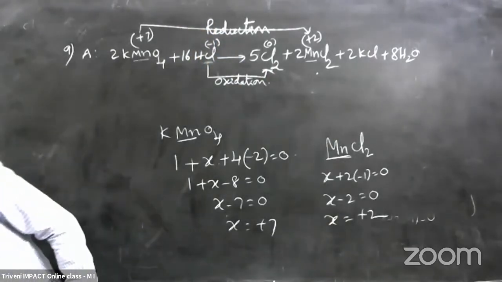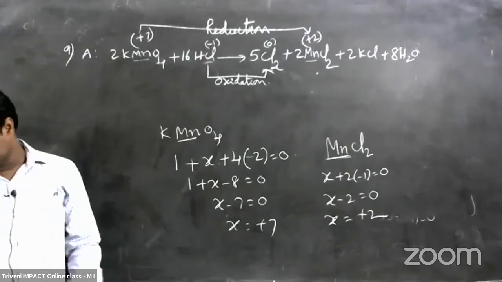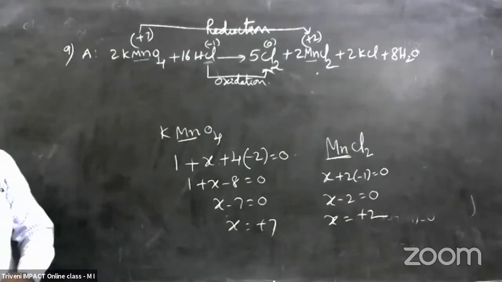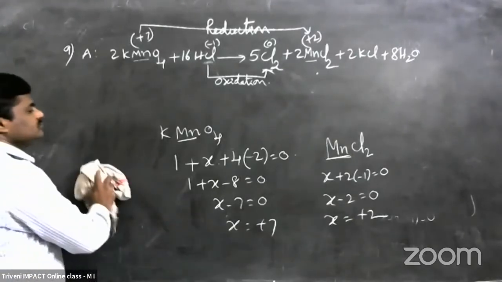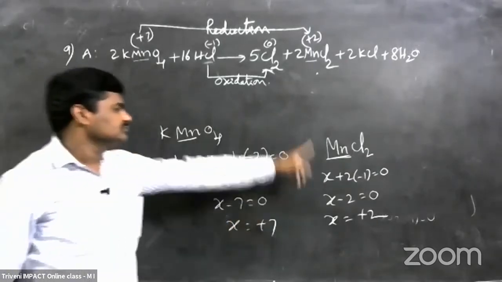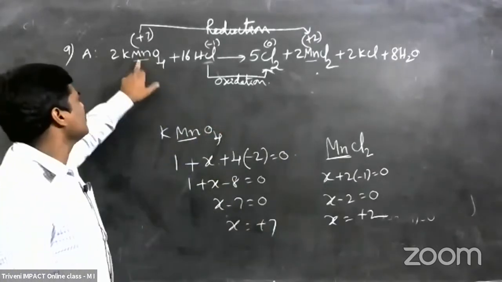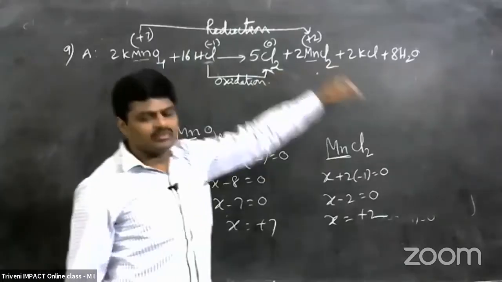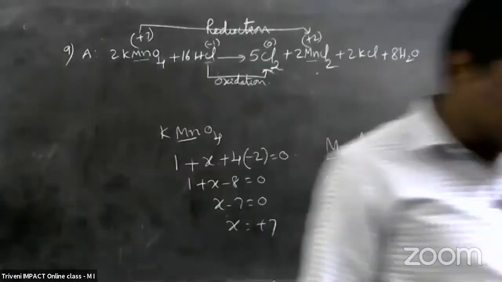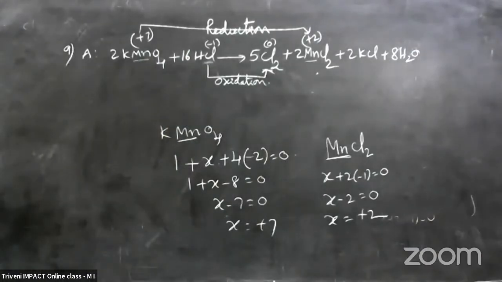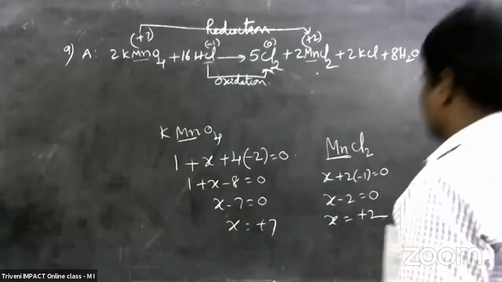So the correct answer: both are correct, correct explanation. Now coming to matching, 10th question. All of you see matching. You write this also: calculate the oxidation number of Mn on both sides, and calculate the oxidation number of Cl on both sides. One is oxidation, the other one is reduction. Now coming to the next one, 10th question, matching. All of you see, very important matching.